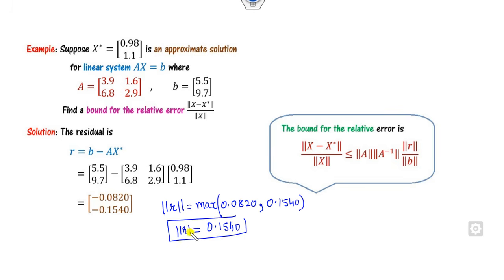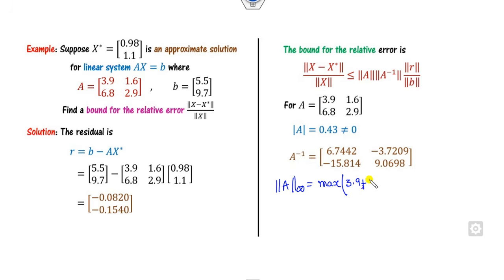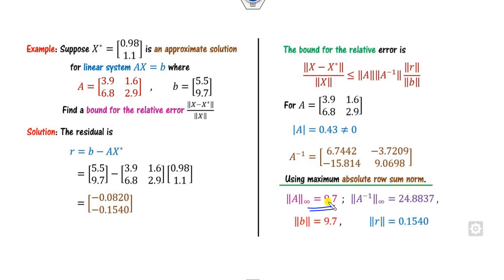Fine. So this number we have already computed. The norm of B we already computed from here. The norm of B is the maximum absolute row sum, that's 9.7. Then we have to find the norm of A. What is the norm of A over the max norm? You can take the row sum as maximum. So the determinant of A is non-zero, A inverse is, now define this. Maximum of 3.9 plus 1.6, and the second is 6.8 plus 2.9. So the maximum value of this becomes 9.7.